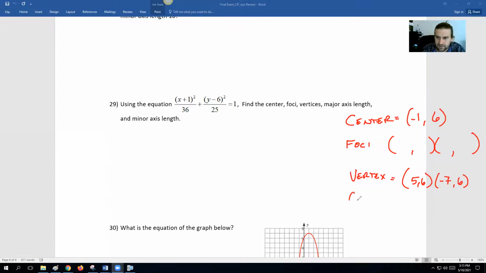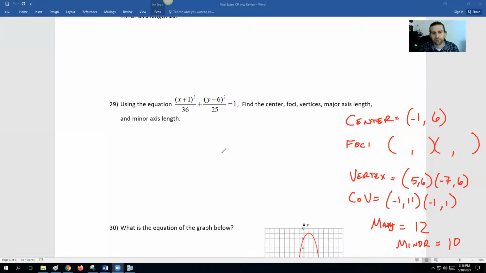The co-vertices, I don't think we need to find these here, but all we're going to do is go up and down on the y, 5. So for 6, if we add 5, that's 11. If we subtract 5 from 6, that's 1. All right, the major axis length: the square root of that is 6, that means we can go left 6, right 6, that's 12. And the minor, we already kind of talked about this, the square root of 25 is 5, up 5, down 5 is 10. The foci is what we need to look at the formula sheet for.